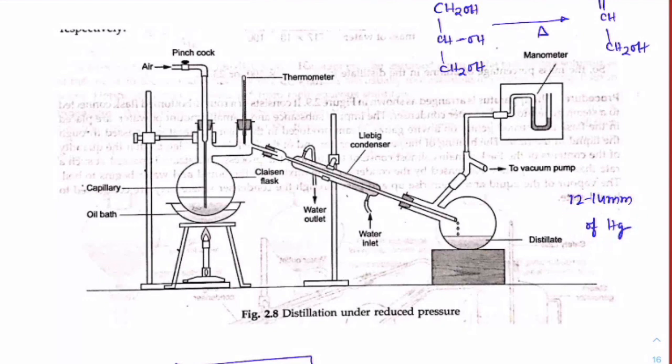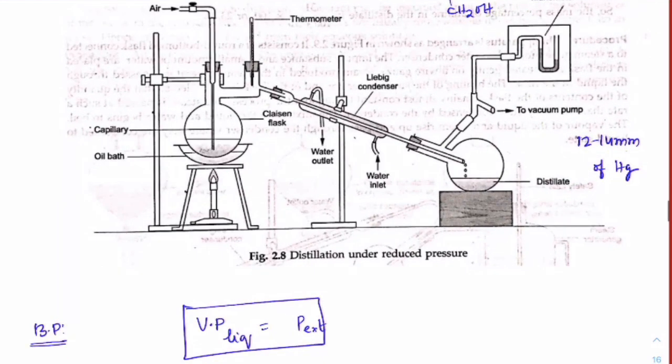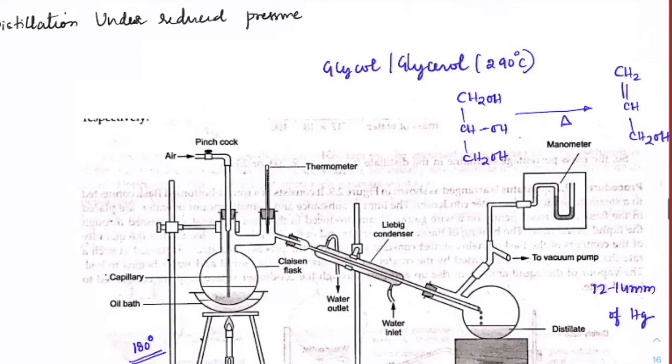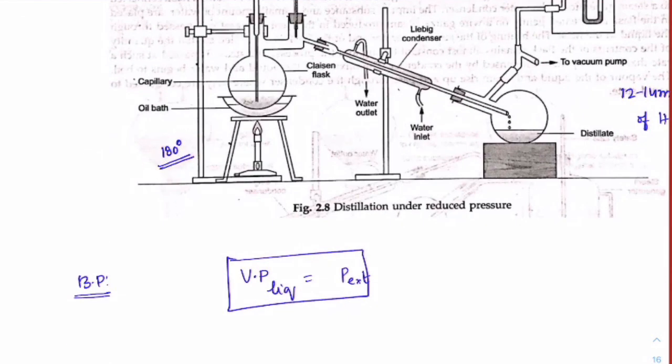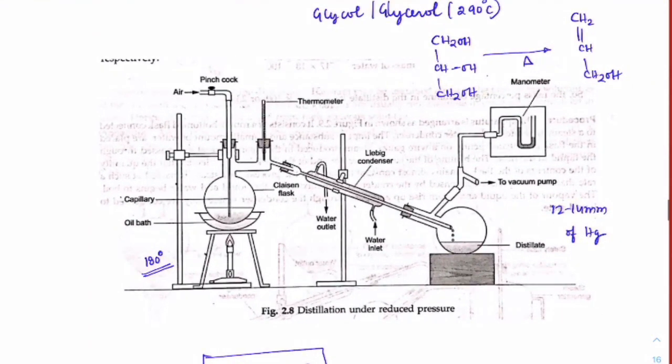When you maintain at such low pressure, the vapor pressure will be very less now. So it can easily reach this external pressure of 12 to 14 mm at very low temperature. So glycerol now can be easily boiled at around 180 degrees. See, from 290 degrees, I am bringing it down to almost 180 degrees. So it becomes very easy for us to condense now.